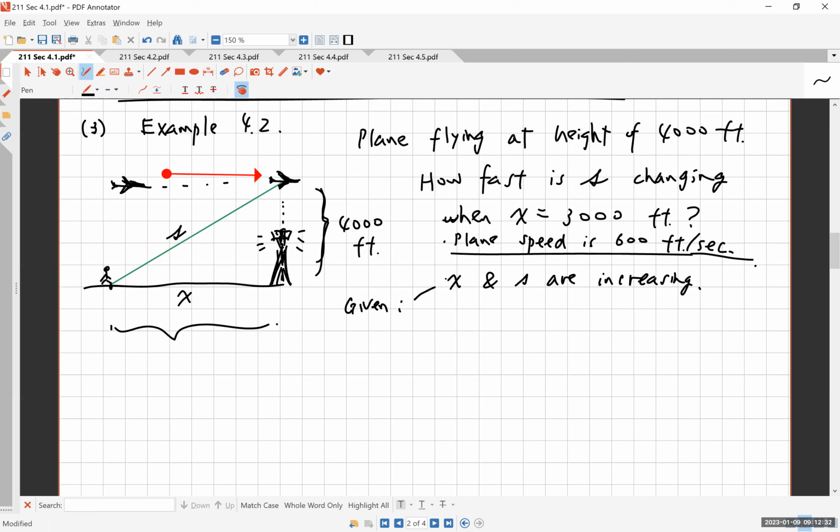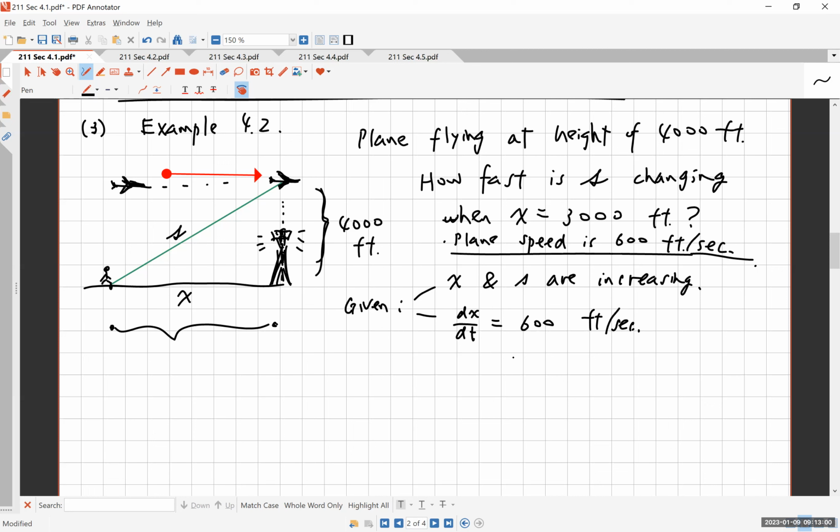What's given is that x and s are both increasing. The speed of the plane, how do you describe that? That would be dx over dt, because x is the horizontal distance between you and where the plane is. And this is increasing at 600 feet per second. That's given as the speed of the plane.